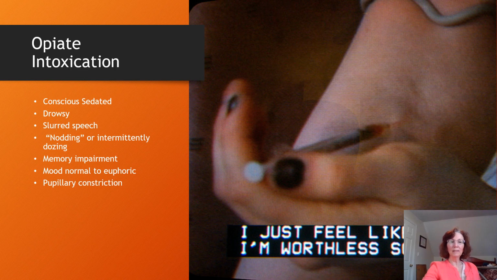What is opiate intoxication? The person's consciousness is sedated. They could feel drowsy. They could have slurred speech or nodding, or intermittent dozing. They could have memory impairment, mood could be normal to euphoric, and their pupils constrict.